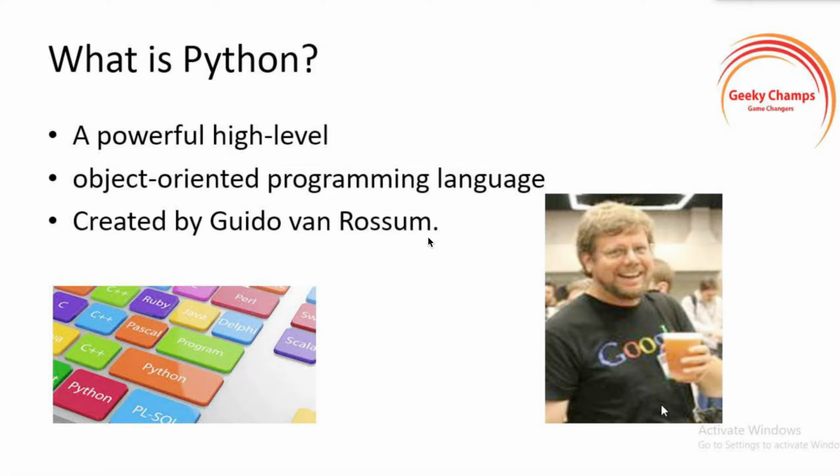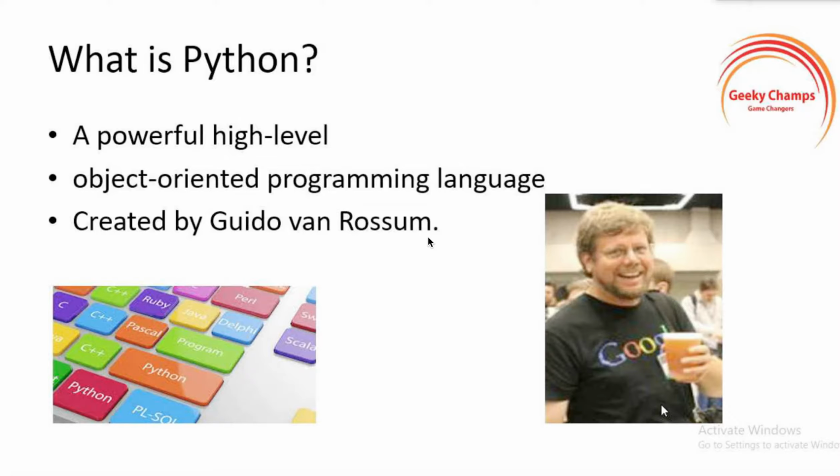Now, powerful high-level programming language means what? Anything you imagine, anything you want to implement, you can do by using the Python programming language. So it tells you that anything and everything you can implement using Python, being a powerful high-level programming language. Object-oriented is one type of programming approach which tells you how you can write your program.